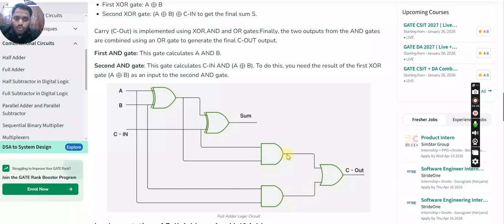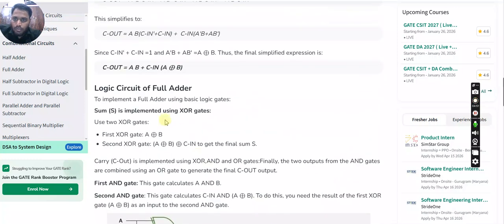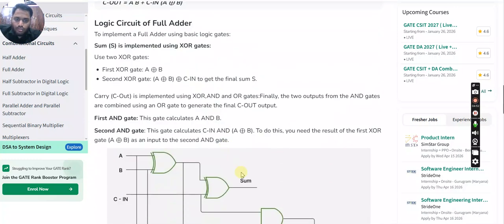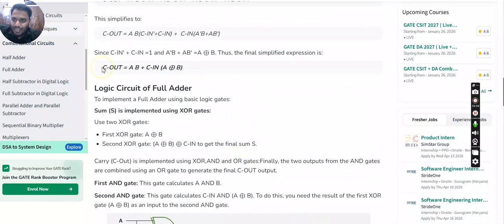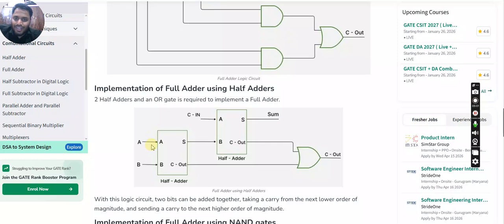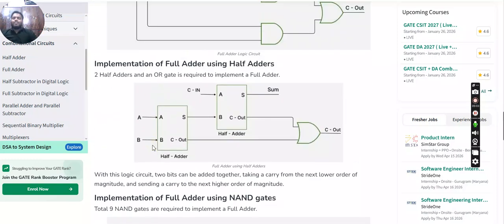These two outputs will act as the inputs for the OR gate, because we have OR in the middle. So this is the OR gate, and then we get the C out here, which is this equation. So that is how the full adder is written.